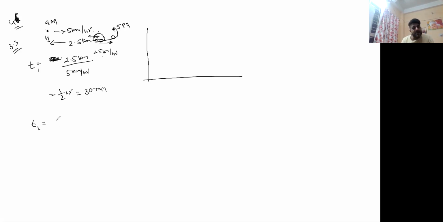Now, when she returned home from the office, the distance will remain the same, 2.5 kilometers, but now she took an auto at 25 km per hour. So this becomes 1/10 hour, yes or no? 1/10 hour means 6 minutes. So she will reach home at 5:06.